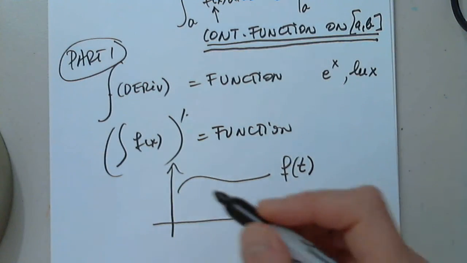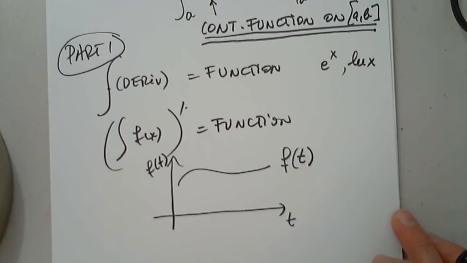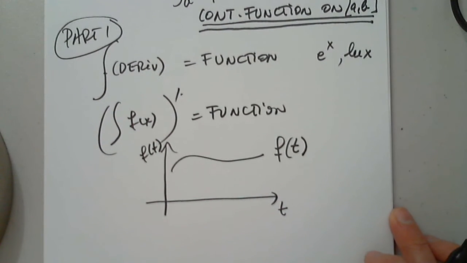So we have a function f of t. So this is t, and this is f of t. And you can say, wait a minute, you always use x. All of a sudden you're using t. Why is that? Bear with me. It's a very good question. Even if you didn't ask it, I did.